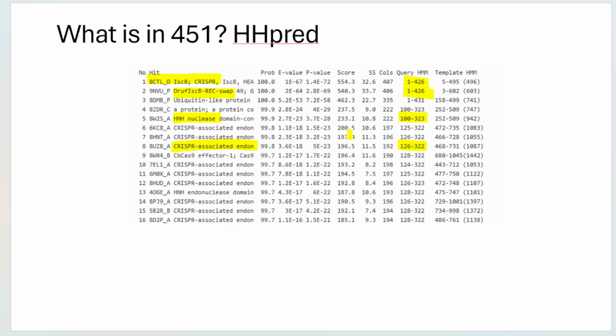So what does HHpred tell us? Well, it tells us there's definitely an ISCB of CRISPR relation. There's an HNH nuclease, and that's pretty much it. Where's the RuvC? I only picked the top 16, and if it's not within my top 20, I'm not considering it. That's all the HHpred tells us.